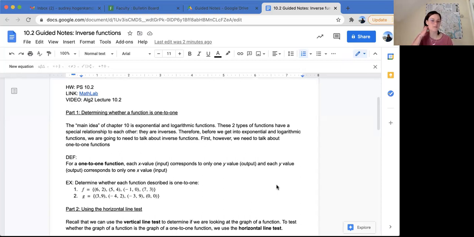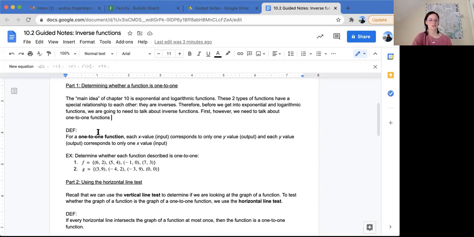The main idea of chapter 10 is exponential and logarithmic functions. These two types of functions have a special relationship to each other. They are inverses. Therefore, before we go into exponential and logarithmic functions, we're going to need to talk about inverse functions. First, however, we need to talk about one-to-one functions. To get to exponents and logs, we need to talk about inverses, and to get to inverses, we need to talk about one-to-one. Thankfully, inverses and one-to-one are not too bad.